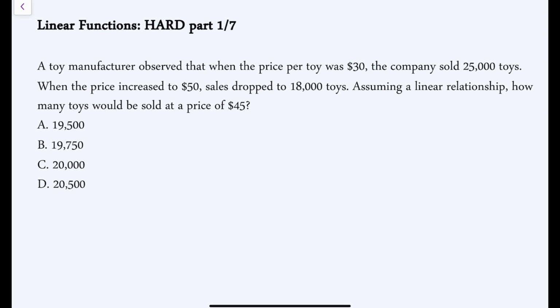Topic is linear functions, difficulty level hard. A toy manufacturer observed that when the price per toy was $30, the company sold 25,000 toys. When the price increased to $50, sales dropped to 18,000 toys. Assuming a linear relationship, how many toys would be sold at a price of $45?